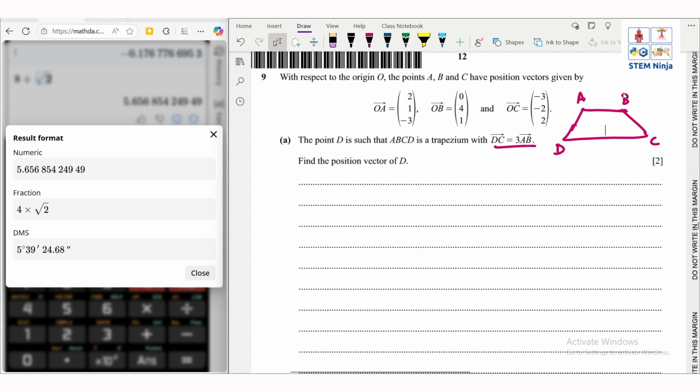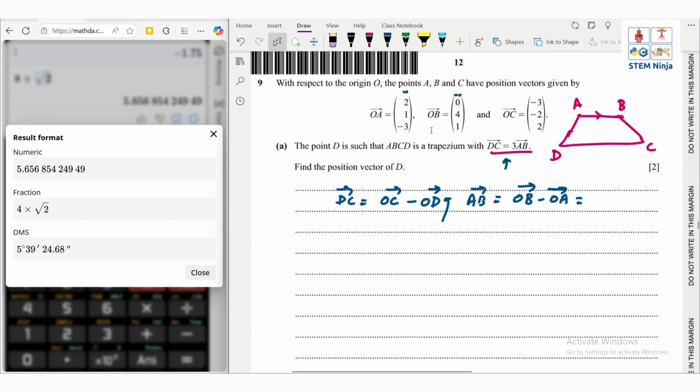Okay, so we have A and B. Okay, so this part is easy. So now this is the vector scalar multiplication with the vectors. So DC can be written as OC minus OD, and AB can be written as OB minus OA. So OB minus OA would be 0 minus 2 is minus 2, 4 minus 1 is 3, and 1 minus minus 3 is 4.